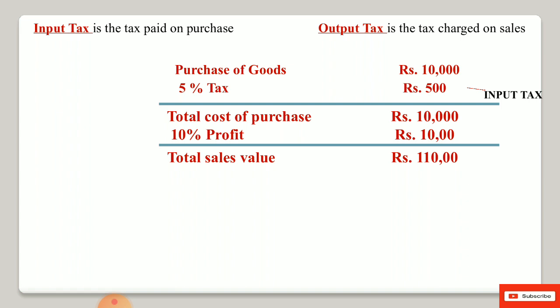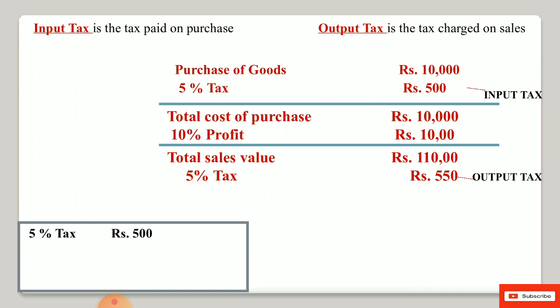Now your customer will purchase these goods from you at rupees 11,000. Now you will levy tax on this sales price. On this sales price we will charge tax from the customer. Suppose for example I am charging 5% tax, that is rupees 550, and this 550 will be our output tax. Thus in this way the input tax that you have paid was rupees 500 and the output tax that we have received was rupees 550.